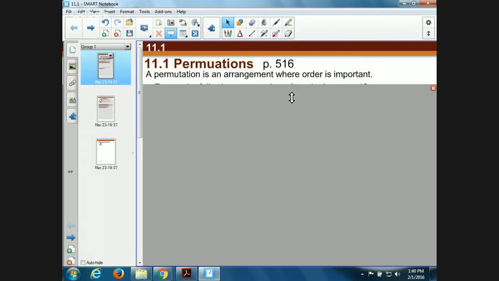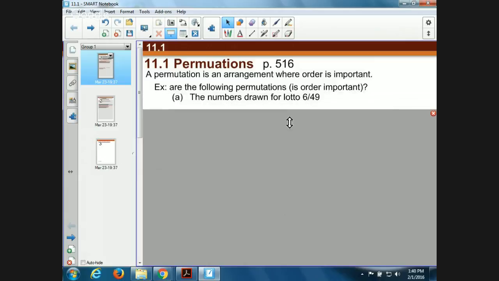Okay, you've read it. Now, let's think about this. Are the following permutations? In other words, is order important? Now, the numbers drawn for Lotto 649. What is Lotto 649? You might not know because you're actually not at the legal age to buy lottery tickets maybe, but it's a draw where you pick 6 numbers, and it has to match the 6 numbers that are drawn, and the only numbers you can pick from are 1 through 49.